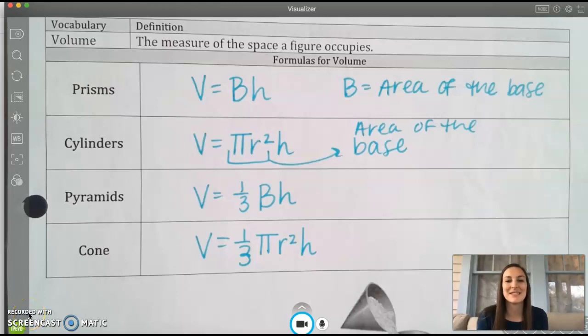Hey guys, so today we are going to start talking about volume. Last week we spent a lot of time talking about surface area, which means we're trying to cover an object. Well, now with volume, we are going to try to figure out how do we fill an object.